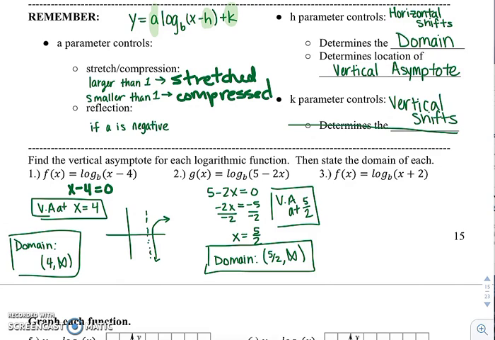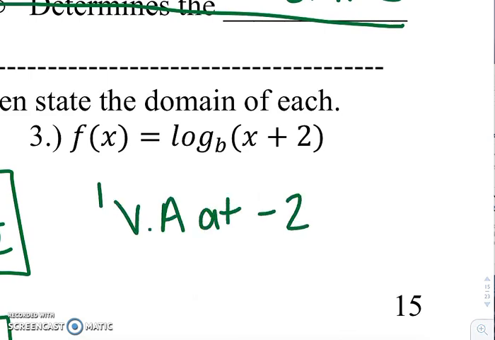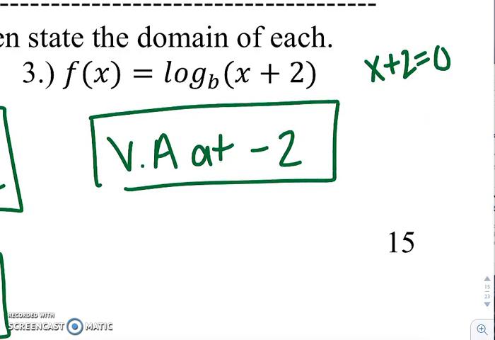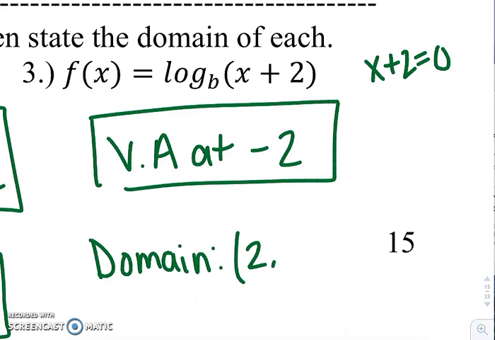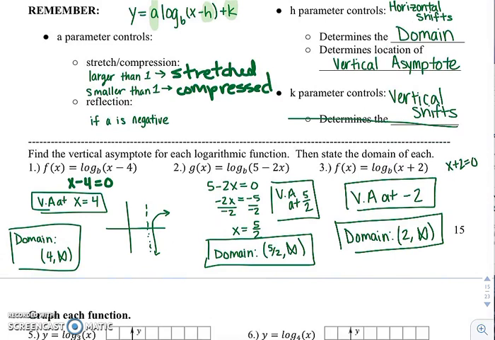For number 3, the vertical asymptote would be at negative 2. Let me write that a little neater. You would set x plus 2 equal to 0. So that means your domain would be from negative 2 to positive infinity. If you know the vertical asymptote, you know your domain: that value to positive infinity.